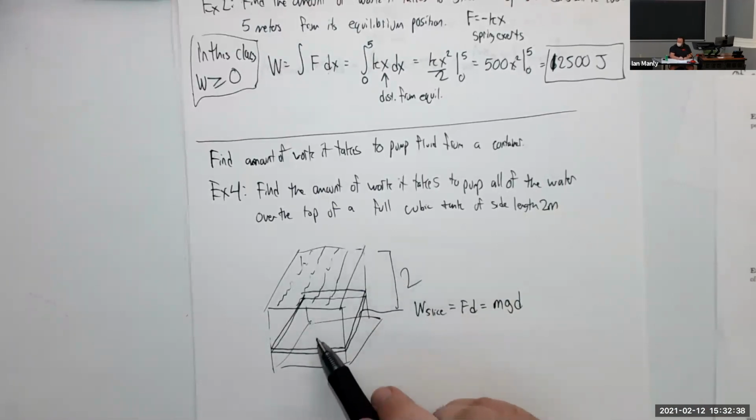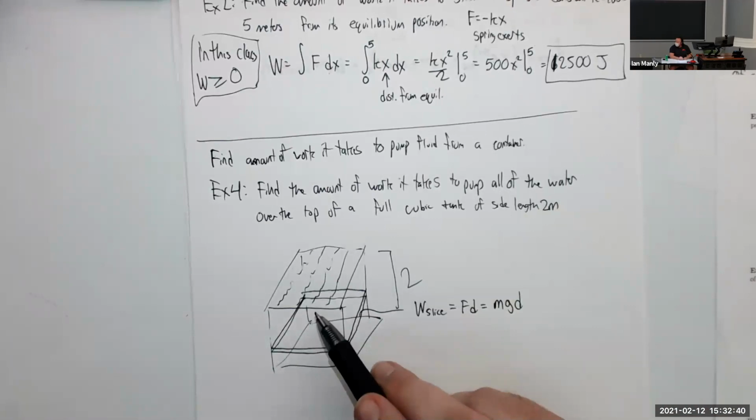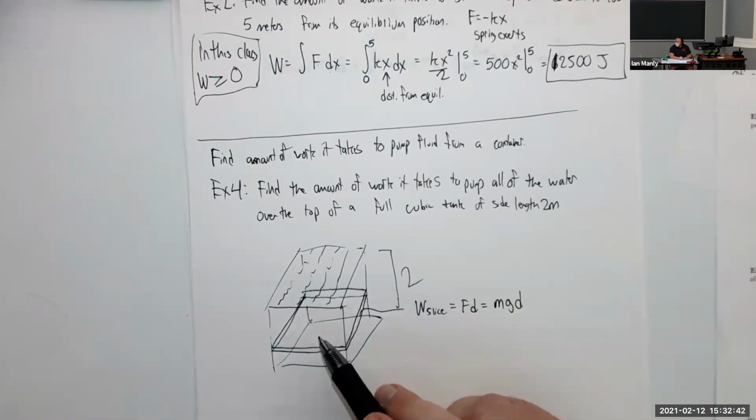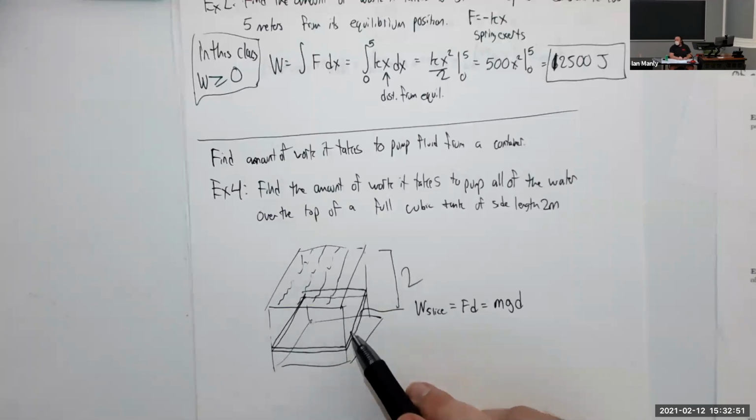And then if we add the work for all of the slices together, we're going to get our total amount of work. We also have a buoyant force pushing the water up. We're just going to assume that gravity is the only thing here. We're not going to complicate things at all for this.